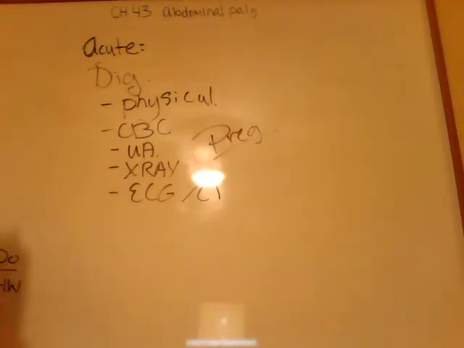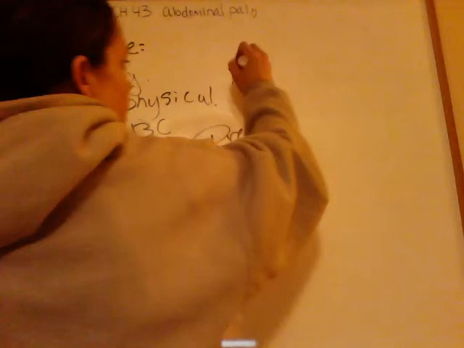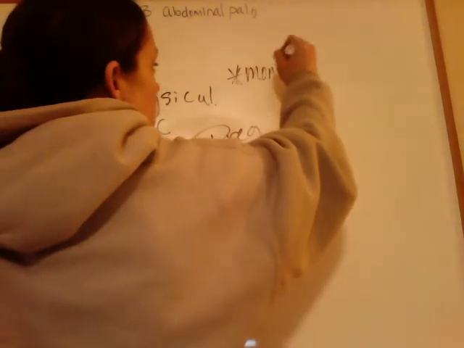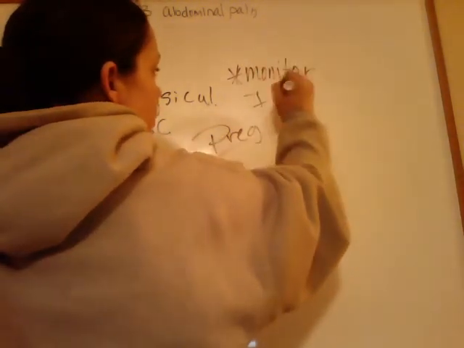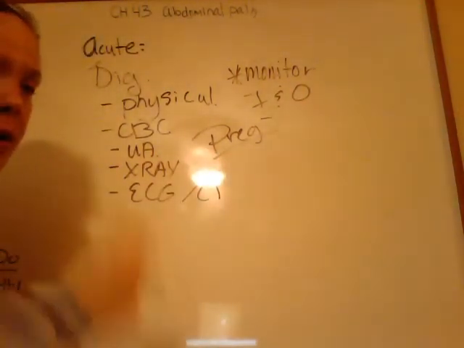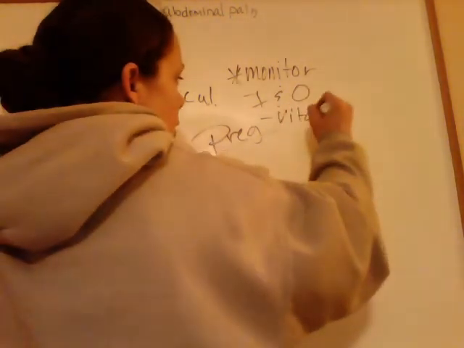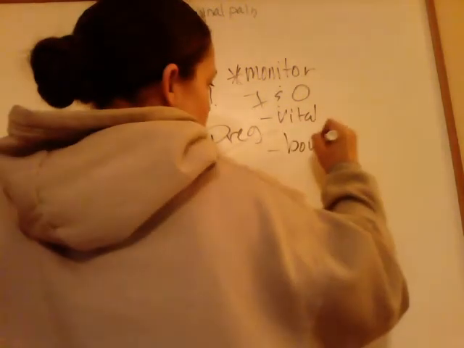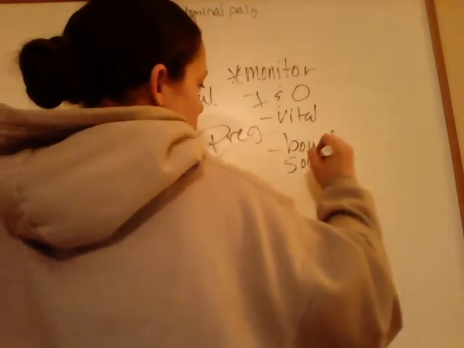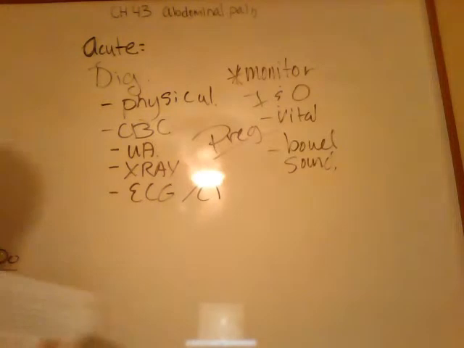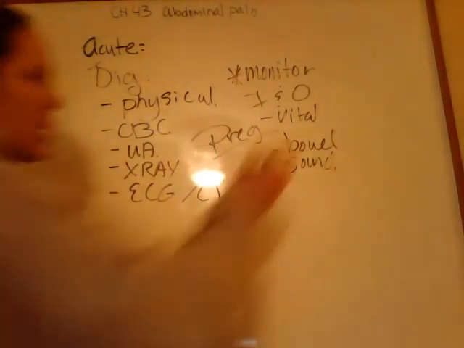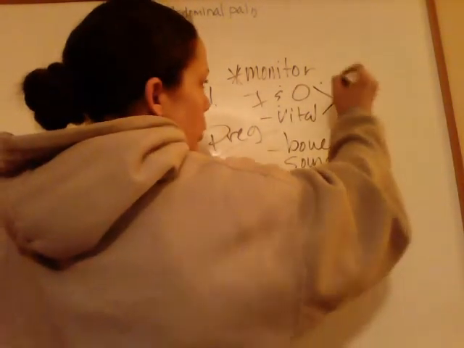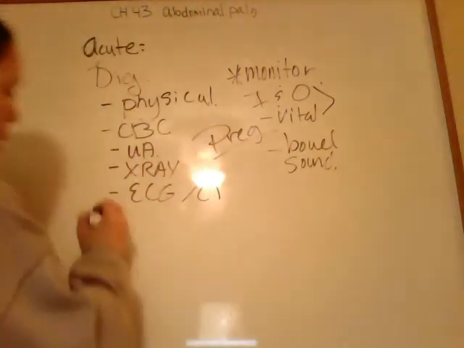And again, your biggest things are, and this is of all, but monitor I&Os. You want to figure out the pattern of voiding. You want to figure out how much, when, things of that nature. So really monitoring those I&Os, monitoring your vital signs. And bowel sounds are going to be important, obviously. Hyperactive, hypoactive. And monitoring for shock. So I&Os and your vital signs are going to be really important when you're assessing for shock.